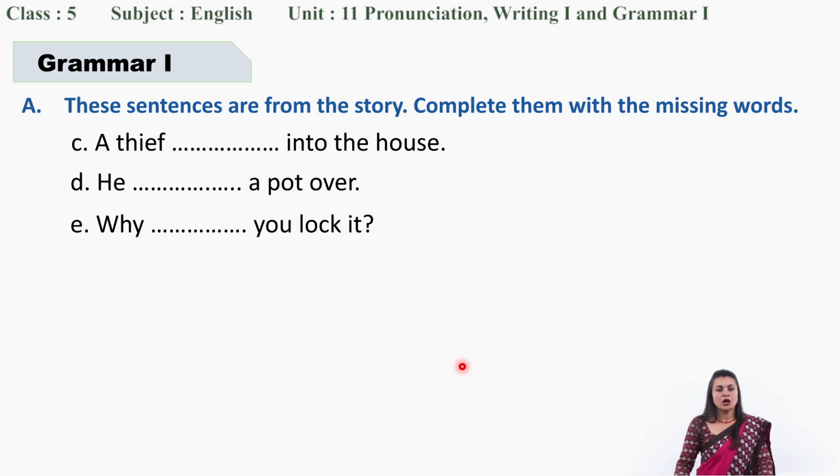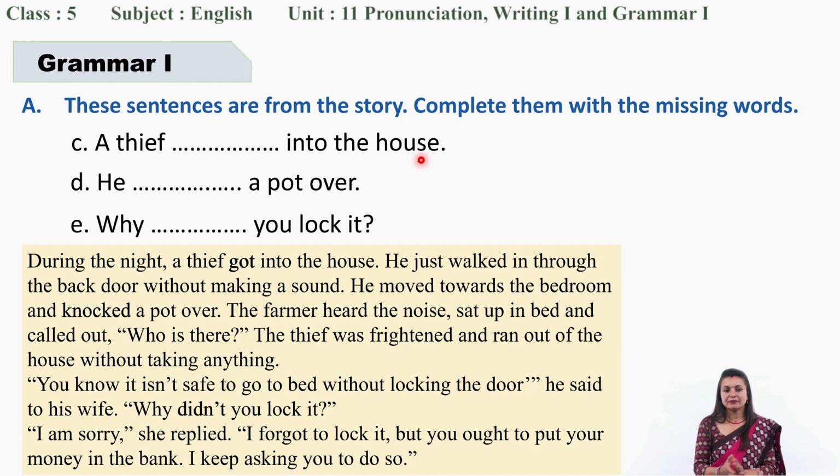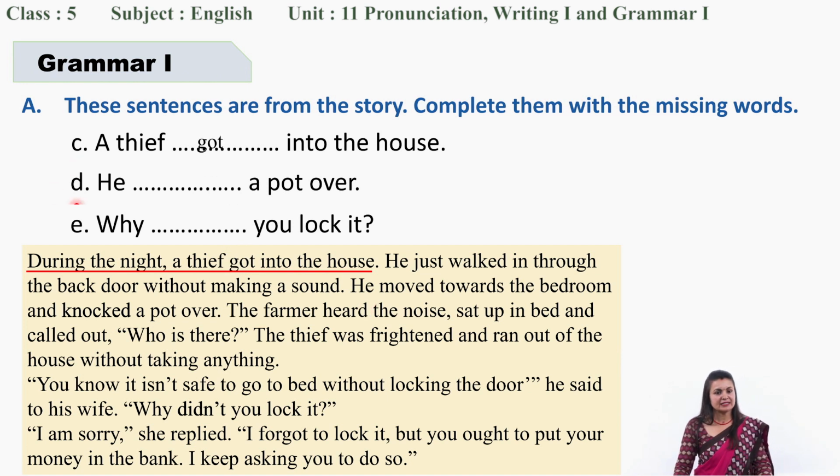Okay, let's move on to the next sentence. A thief ... into the house. So again we have to read the story. So let's read it. Okay. So where do you find this word? Okay, first line of the paragraph. Let's see then. During the night, a thief got into the house. So what is the missing word here? Got. That's correct.